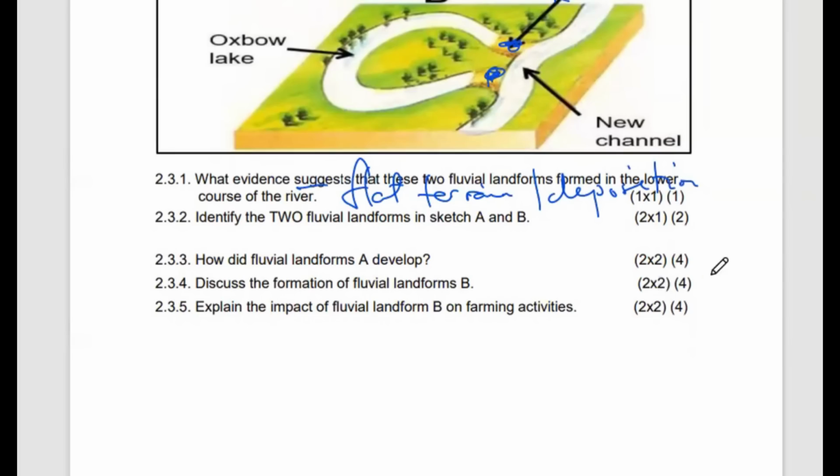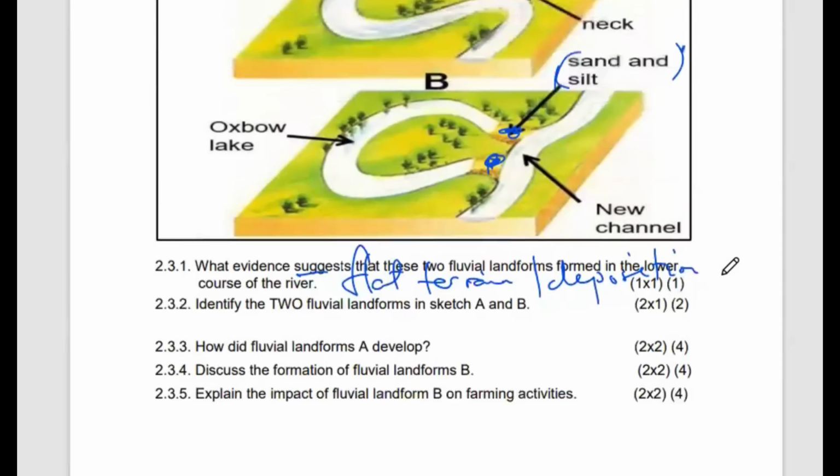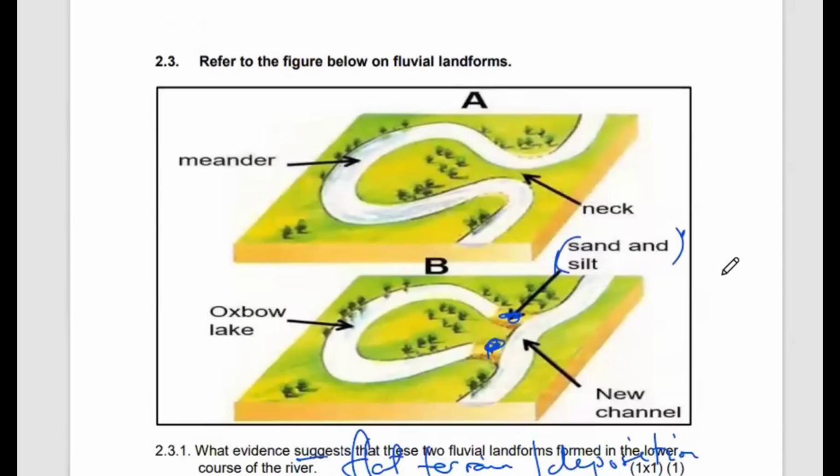Right, moving on to the next question. Identify the two fluvial landforms in sketch A and B. Right, in sketch A, our fluvial landform is a meander. This one is a meander, which is a bend along the river channel. We are seeing the river is bending like this. So the fluvial landform is a meander for A.